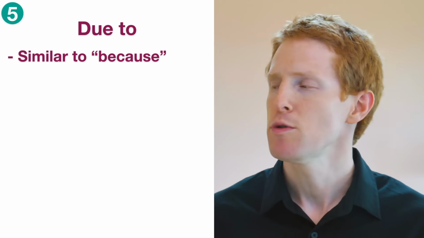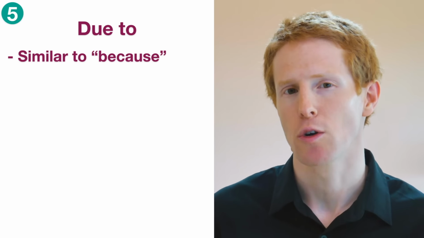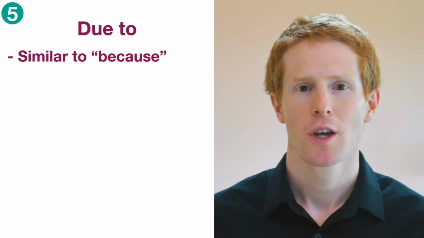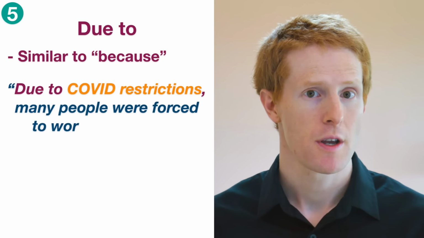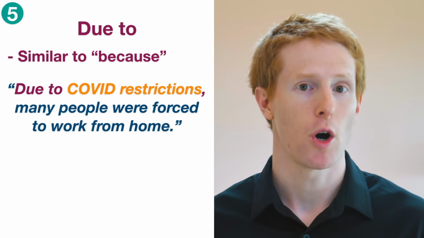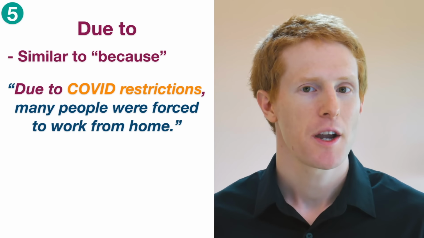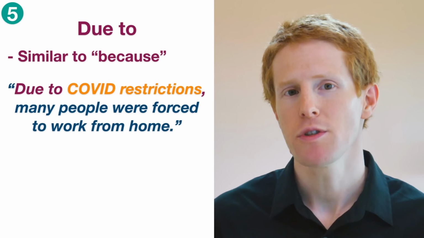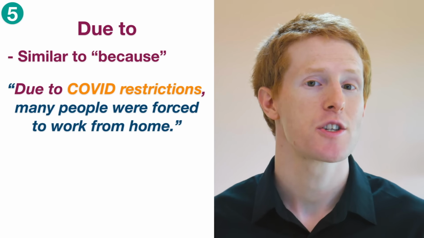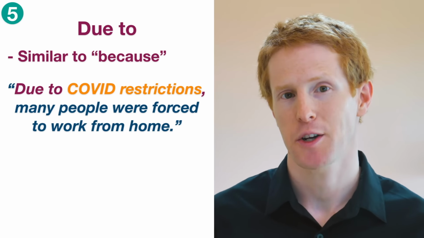Number 5 is due to. Now, due to is similar to because. We use it for introducing a reason. For example, due to COVID restrictions, many people were forced to work from home. The great thing about due to is that when we use it, we are also likely to get a higher score for grammatical range and accuracy. And that's because it turns a simple sentence into a complex one. So due to is a very good phrase to use in your IELTS essays.